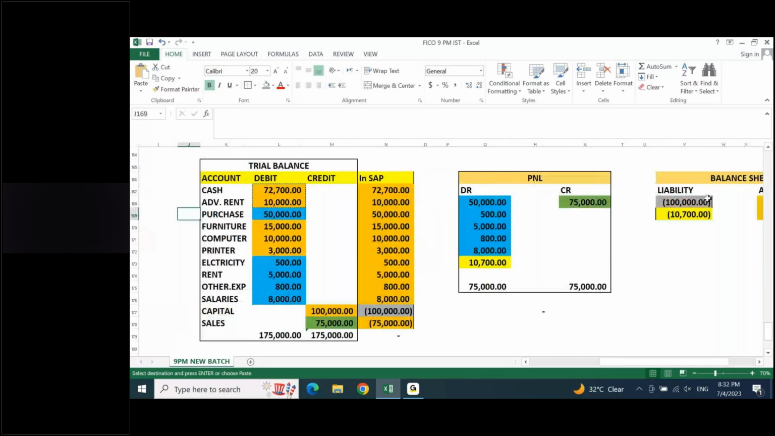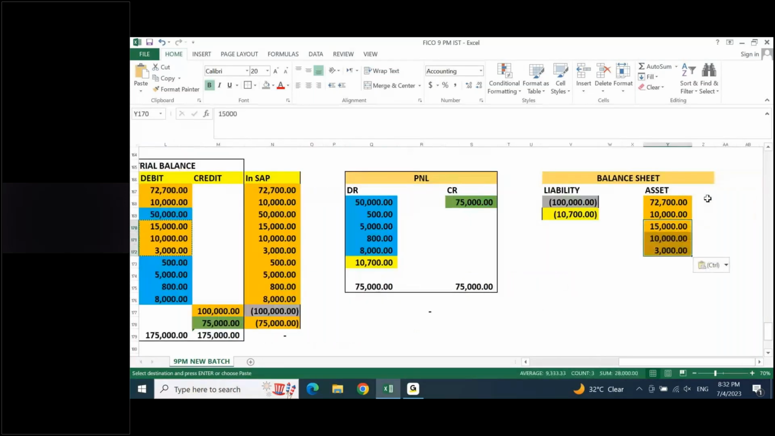Furniture, computer, printer, these three. If I take these three here, is any other thing left over from the asset?